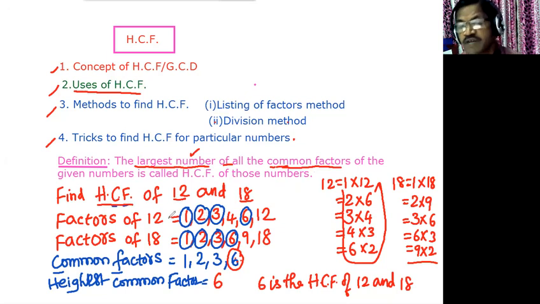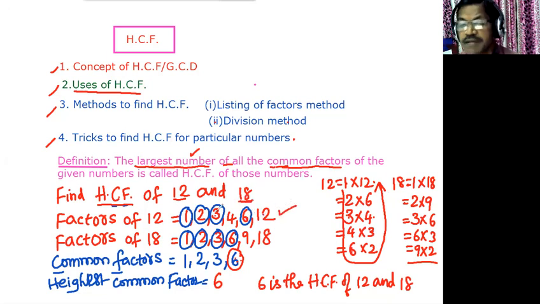Let us write factors of 12. We know how to write factors of 12. 1 divides 12, so 1 times 12 is 12. 2 divides 12, 2 times 6 is 12. 3 divides 12, 3 times 4 is 12. 4 times 3 is 12, and 5 does not divide. 6 divides 12, so 6 times 2 is 12. Now take all the numbers as factors. Don't write the repeated numbers. Now write 1, 2, 3, 4, 6, and 12. These are the factors of 12.